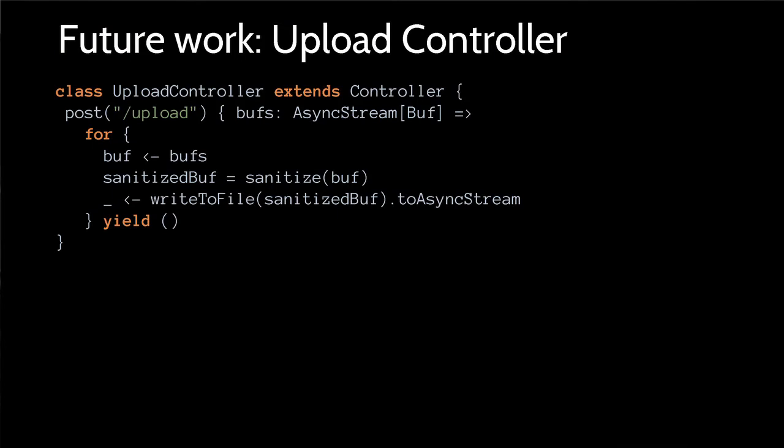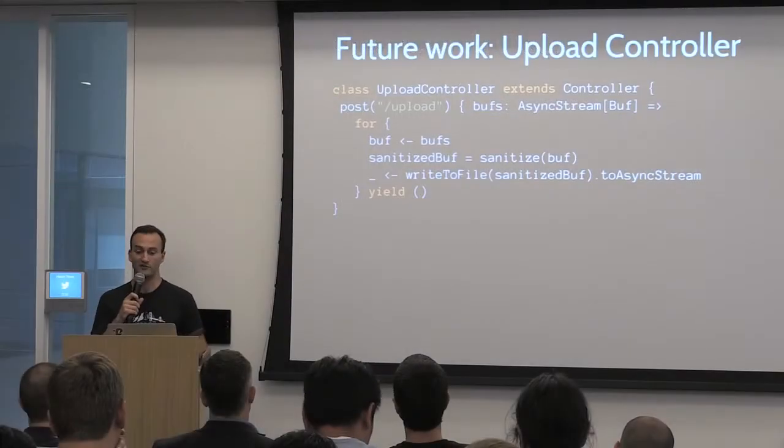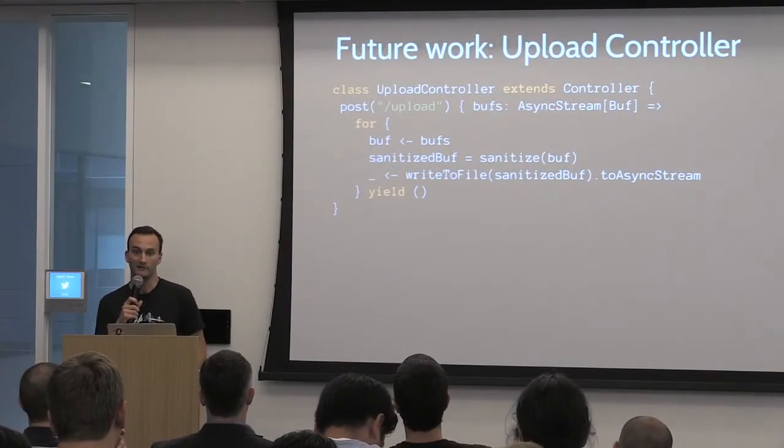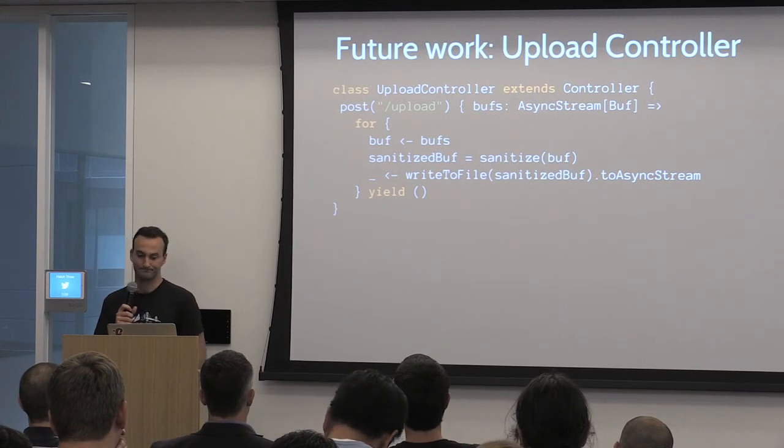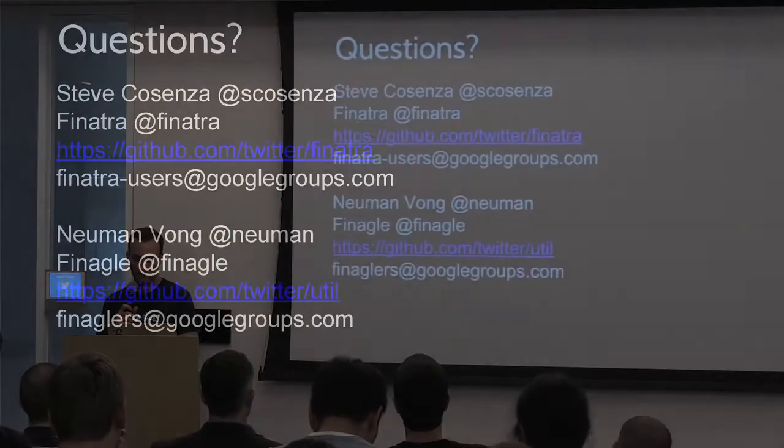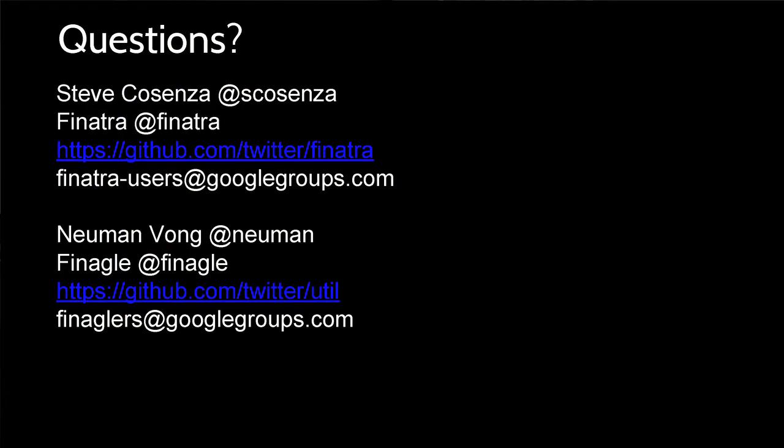And in terms of future work, we're hoping to have a similar API for multi-part file uploads so that the controller can ask for an AsyncStream of Bufs. You could then, in this example, maybe sanitize the bytes in a certain way before, let's say, you stream them to a file or stream them into your database. And that is all. Any questions?